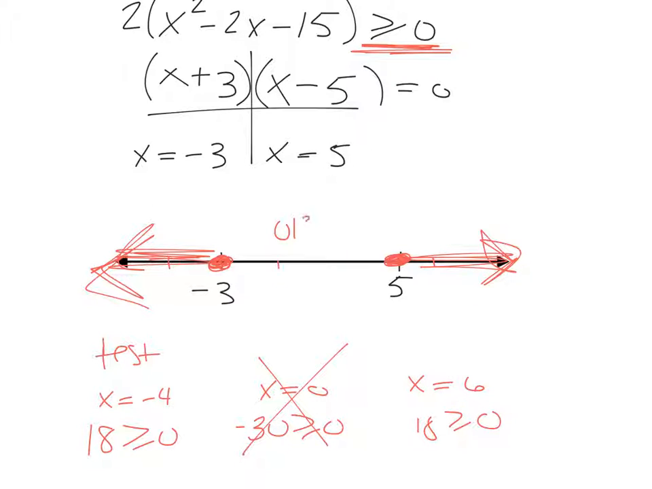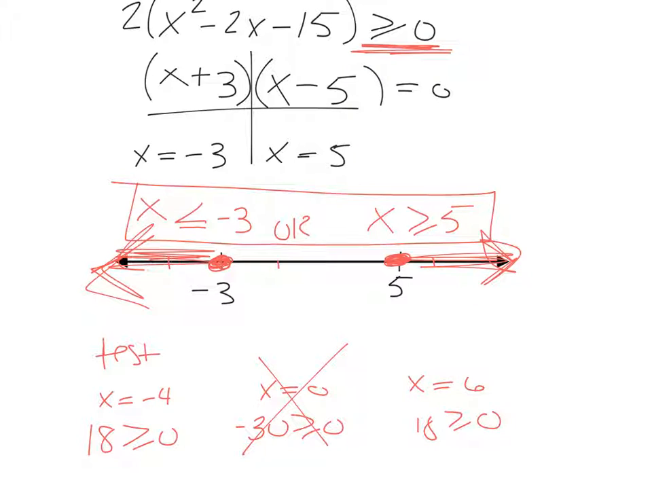So what you do when you have an OR case with your final statement, you'll write the word OR, and x lives here, and x lives over here. X is less than or equal to negative 3 for this problem, and x is greater than or equal to 5. So the way we say this is x is less than or equal to negative 3, or x is greater than or equal to 5.